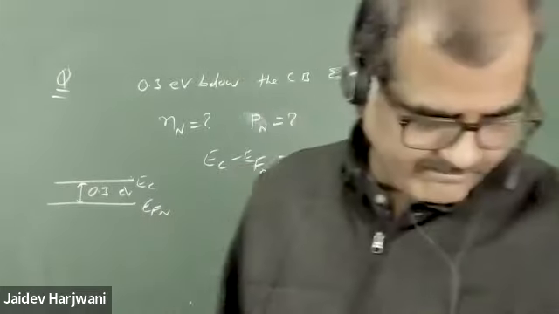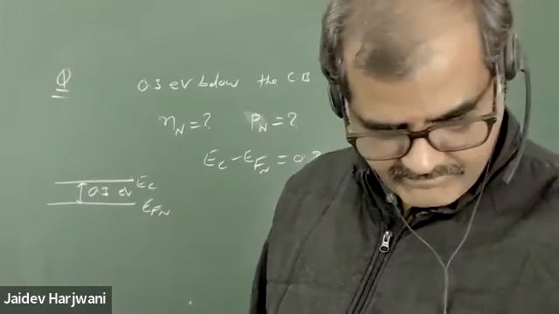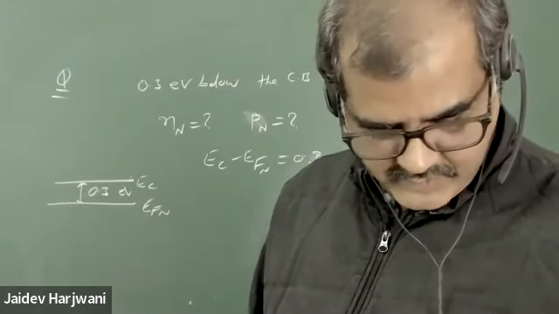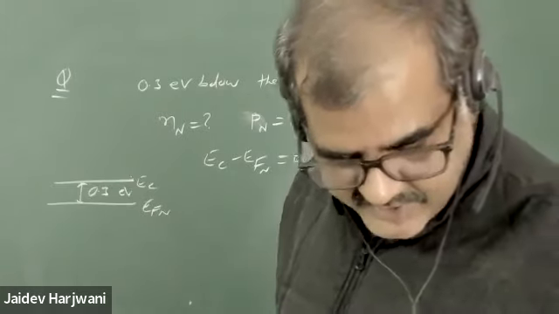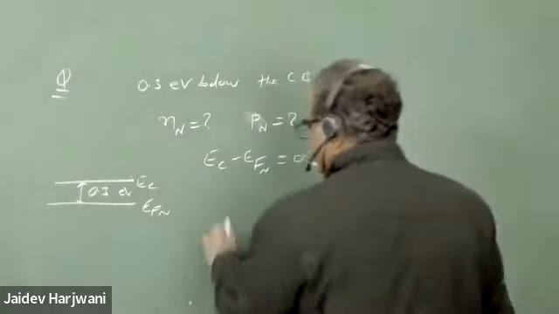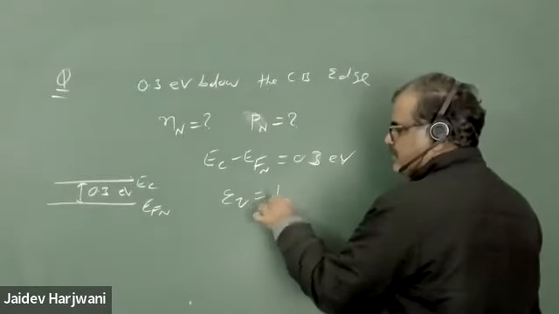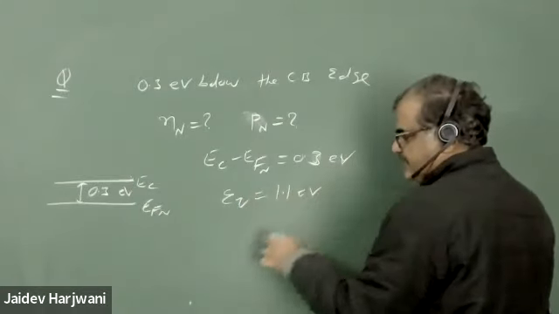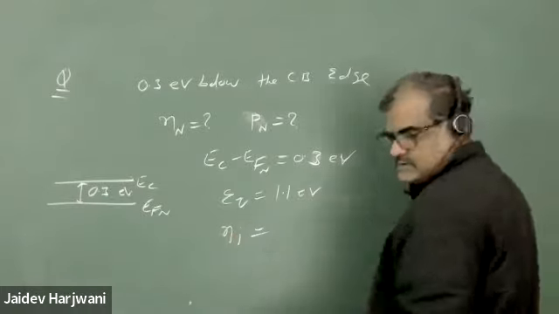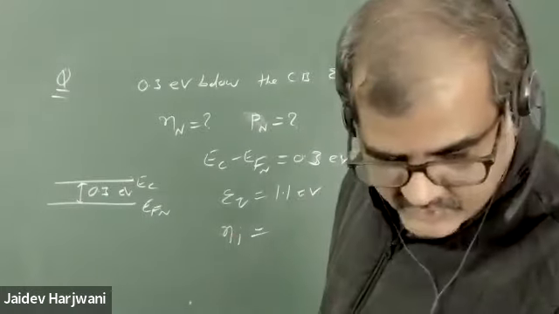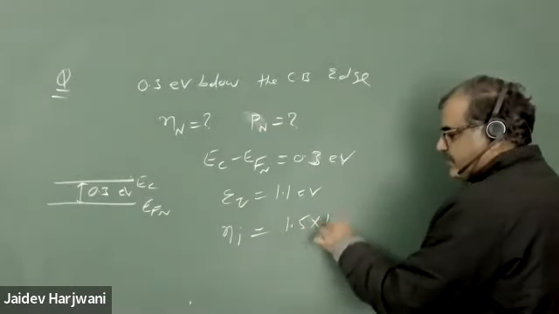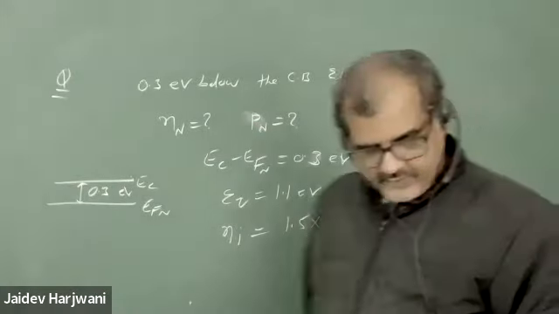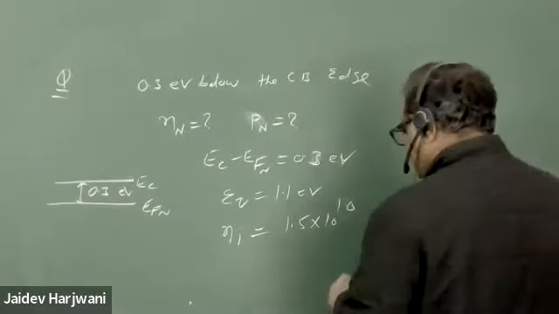EC minus EFN is KBT ln NC by ND. You can do it with this one or with that one also. And see, they have given you the intrinsic carrier concentration also. They have given you silicon. They have given you the band gap also, 1.1 electron volt, and then they have given you Ni also, and the Ni value is 1.5, okay, this is the exact value, 1.5 times 10 raised to power 10 per centimeter cube.